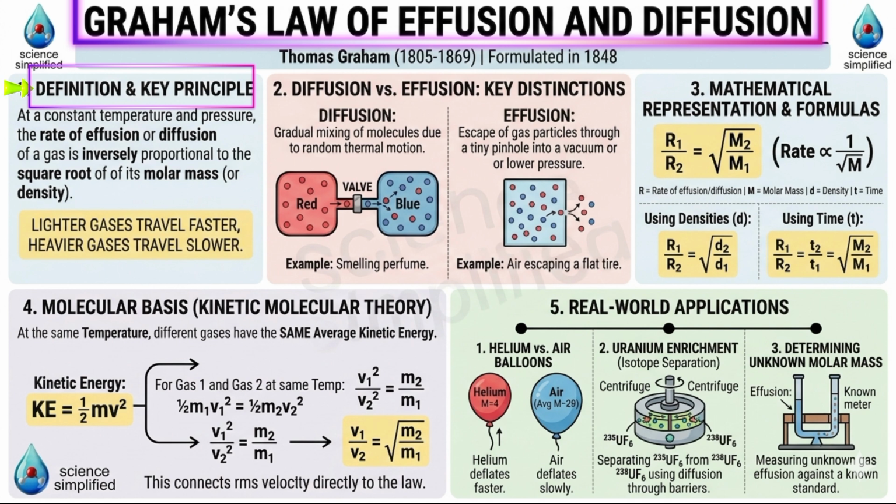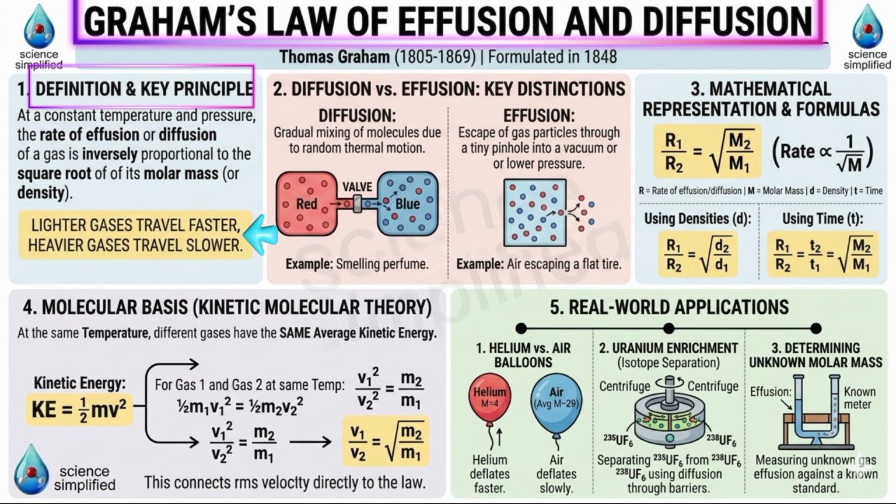Definition and key principle. Let us start with the core definition and key principle. At its core, Graham's law states a simple but powerful relationship. At a constant temperature and pressure, the rate of effusion or diffusion of a gas is inversely proportional to the square root of its molar mass or density.